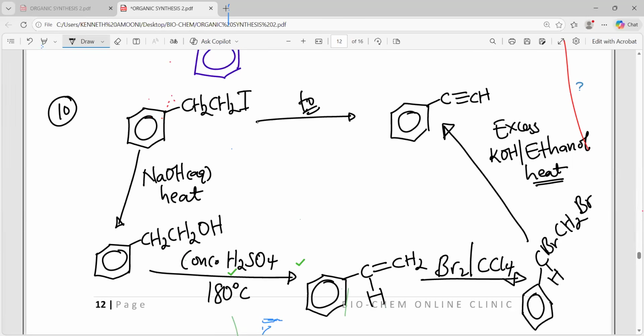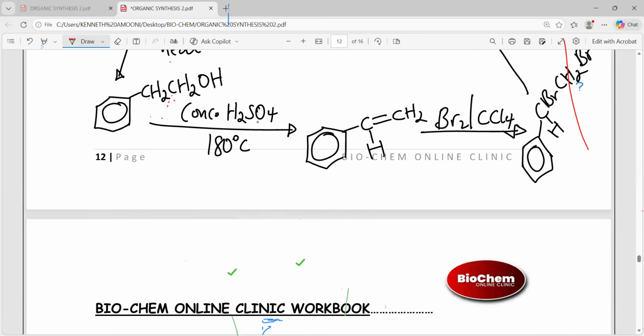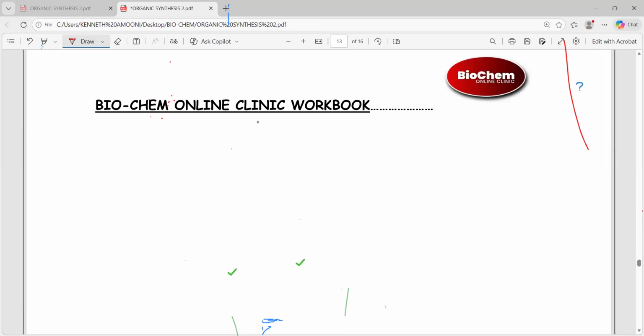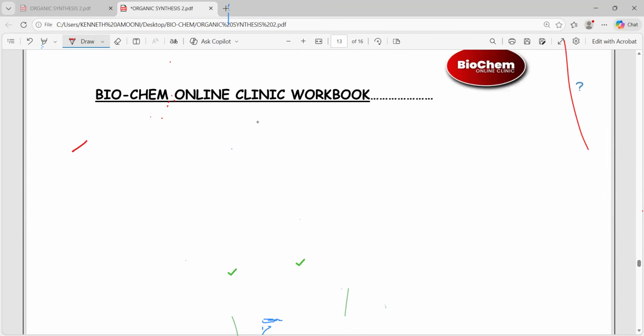Or another person would have said, let me give another alternative. Another person would have said that from this alkene here that we have formed, I can first start by forming an alcohol.